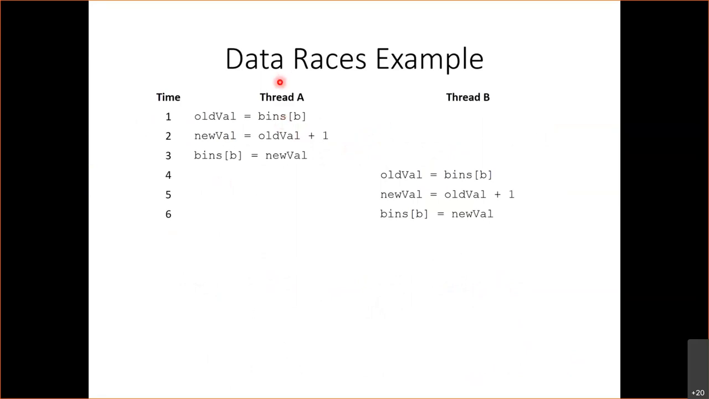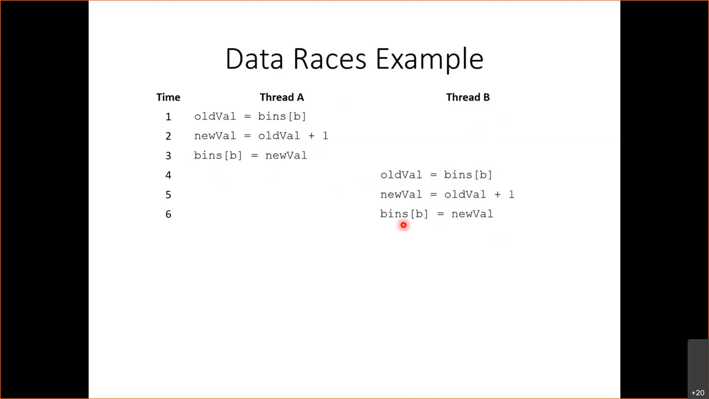Over here, if these operations are interleaved in this way, with time going vertically, and thread A runs completely before thread B, so thread A loads, adds, and then stores before thread B does, and later thread B comes and loads, adds, and stores, then I don't have a problem. I'm going to load zero, add to it, store one. And then here I will load one, add to it, and then store two.